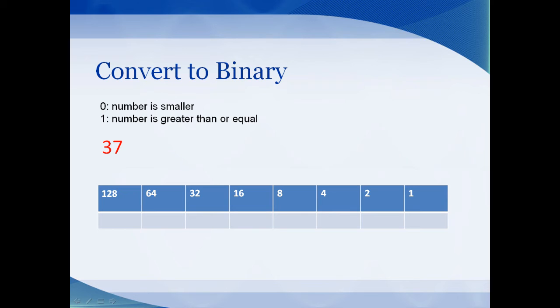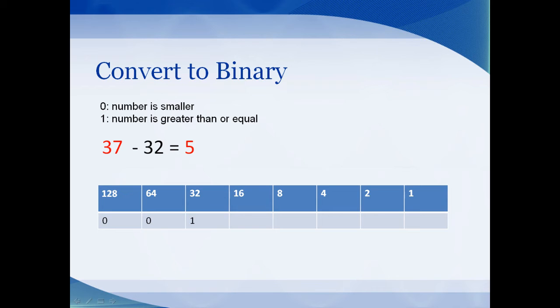Okay, let's show you how this plays out. Compare the number 37 to the first place value of 128. Okay, it's smaller. All we have to do is put a 0. Check the next number, 64. 37 is still smaller than 64, so put a 0. Now check 32, larger. Okay, we put a 1, and we're going to subtract out 32 from our number, and we're left with 5.